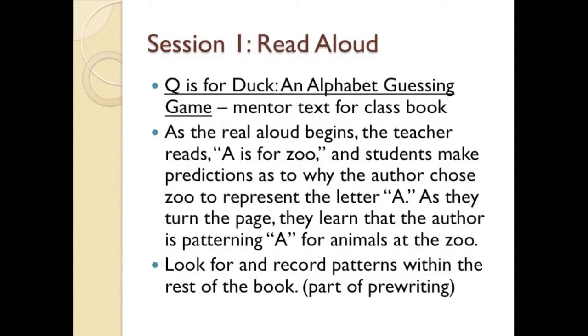Session 1 is a read aloud of Q is for Duck: An Alphabet Guessing Game. And even just the title I think will spark students' interest level because obviously duck does not start with a Q. So as the read aloud begins, the teacher reads the first page which says A is for zoo, and the students try to make predictions as to why the author chose the letter A. And as they turn the page, they learn that the author is patterning the letter A for animals at the zoo. So throughout the rest of the book, students are looking for the patterns, making predictions as to why the author chose that letter to go along with that word.